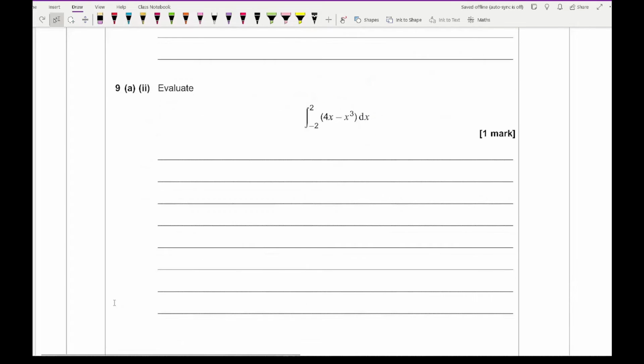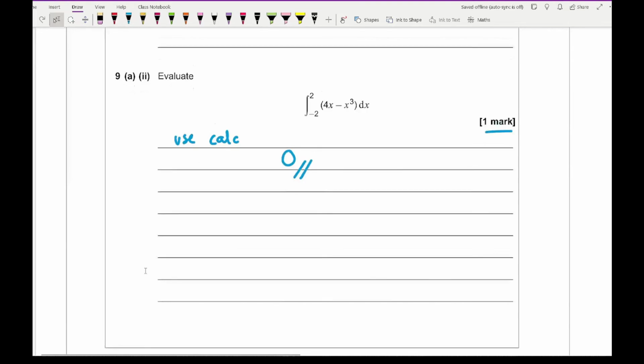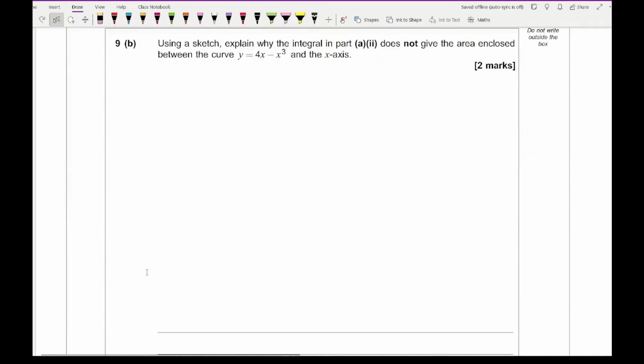Then for 9aii, it says evaluate the integral with the limits of 2 and minus 2. Typically you could just stick this in your calculator, and with it only being worth 1 mark, that'll be absolutely fine. So I would again use your calculator, and you should end up with the answer of 0. The next question then says, using the sketch, explain why the integral in part aii does not give the area enclosed between the curve of y equals 4x minus x cubed and the x-axis.